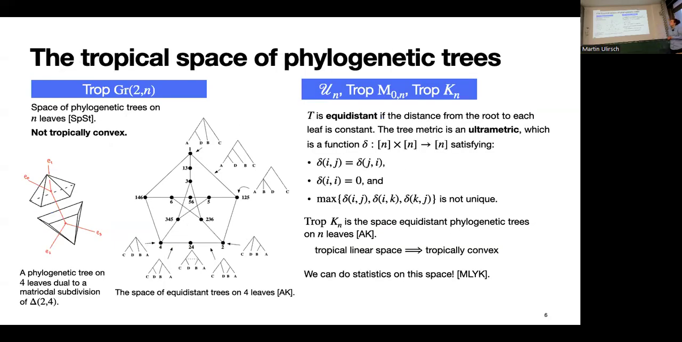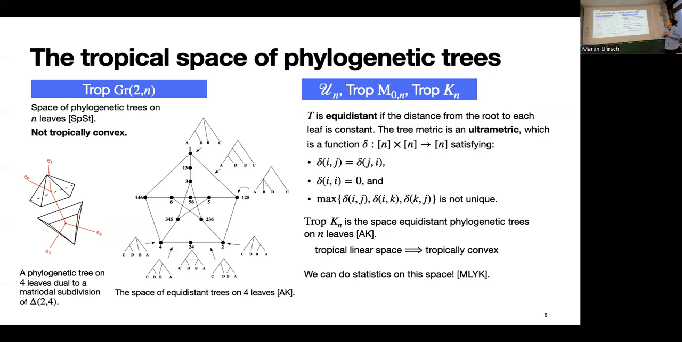Okay. Like I said, there are these two spaces of phylogenetic trees that occur in tropical geometry, and you might have seen both of them. In the tropical Grassmannian, which parameterizes realizable linear spaces, the trees occur as literally tropical linear spaces. You'd see this nice picture: you have a matroid subdivision, and your tree is dual to that. And the problem is that this space is not tropically convex.